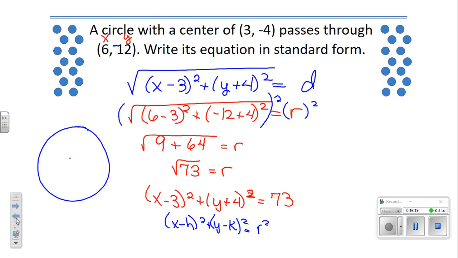So you can't use the Pythagorean Theorem? Absolutely, you could. But when you graph it, you get the square root of 180. So did I make a mistake somewhere? 6 minus 3 is 3. 3 squared is 9. And y, negative 12 minus 4, so it's going to be a plus 4, right? So negative 8 squared, it'll be 64.